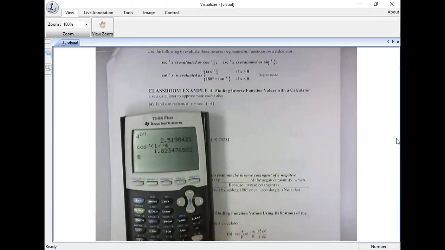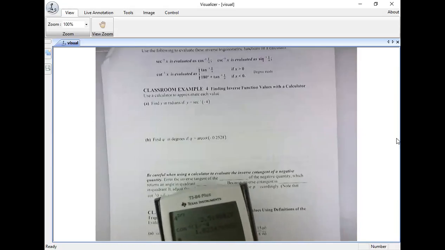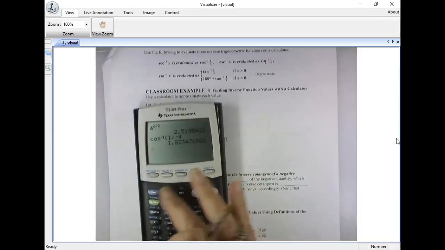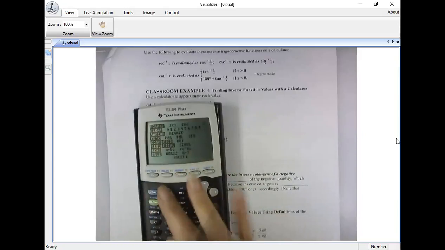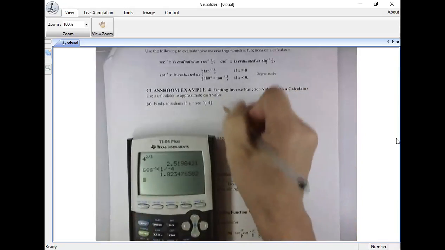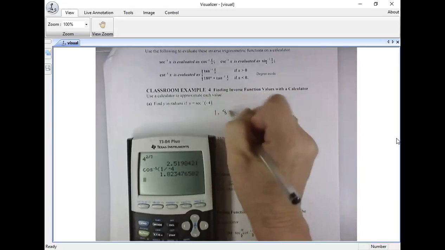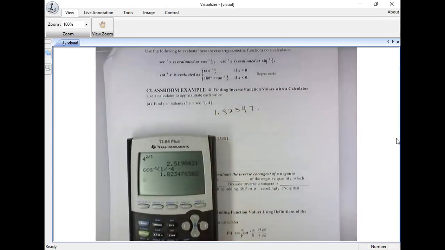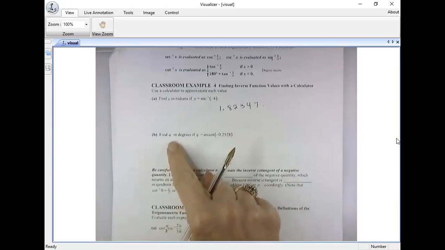So I would get 1 point, and it... does it have to be in degree mode? Because that's what it says here. Oh, it says find it in radians. Let me double check. Oh, fine, I'm in radians. And yes, that is good for pointing that out, Elizabeth, because you do need to make sure you're in the right mode. So 1.82347... depending on what it tells you to round to in the computer, that would be how you would round, okay?